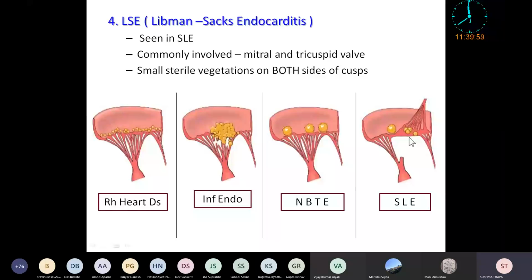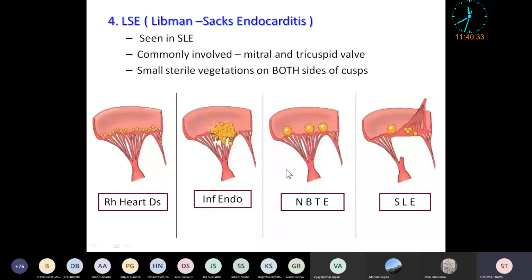These are the vegetations which are seen in case of rheumatic heart disease. So in rheumatic heart disease, vegetations will be present in the heart valves. You can see these are smaller in size. And the vegetations in case of infective endocarditis are also present in the heart valves, but these are larger in size, like this lesion, and they will contain the organism.